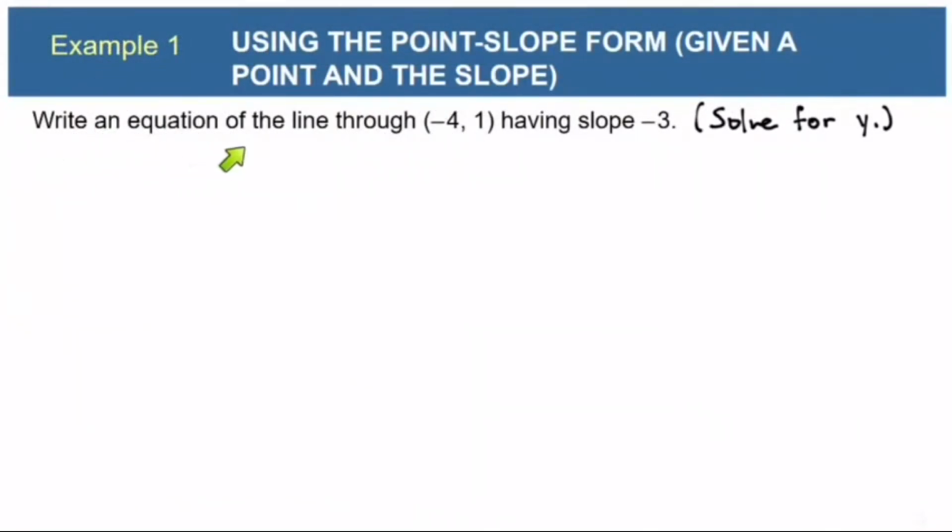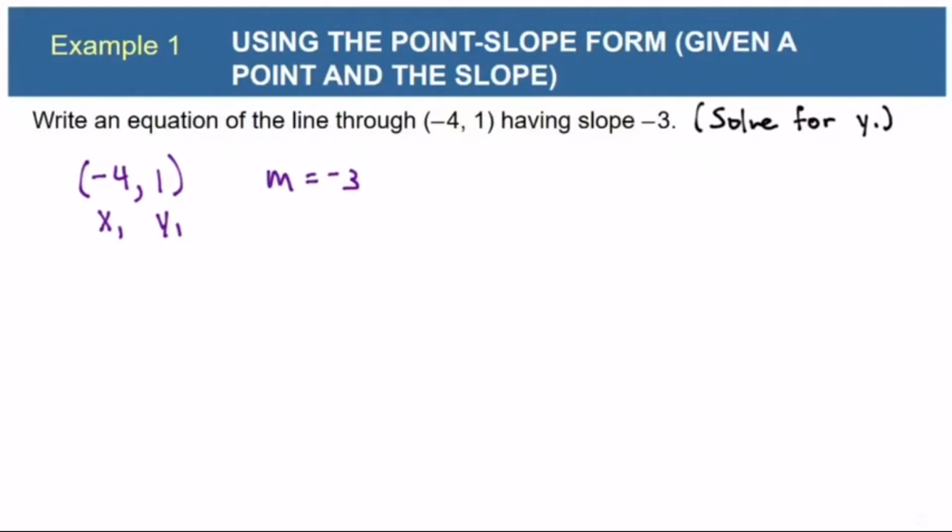This says write the equation of a line through -4, 1 having slope -3, and I added solve for y. Your book does not say this, but really they should specify what form they want the answer to be in, because we do know point slope form, we know standard form, and we also know how to solve for y. So they need to specify how they want the answer. So I'm going to go ahead and tell you here that if it doesn't say what form to put the answer in, go ahead and solve for y. But I've specified it here. Okay, notice what they've given us. This is x1, y1, and this is m.